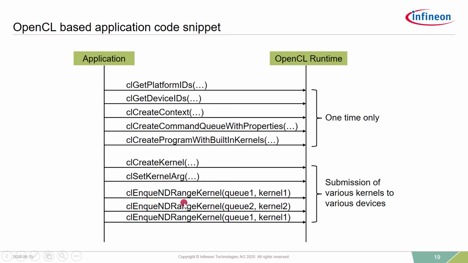And in the end, if you carefully notice these ND range kernel APIs, you will notice that essentially the application is submitting its jobs to various queues. So each queue is meant for a dedicated accelerator, and therefore it's apparent that multiple jobs can be submitted at the same exact time.